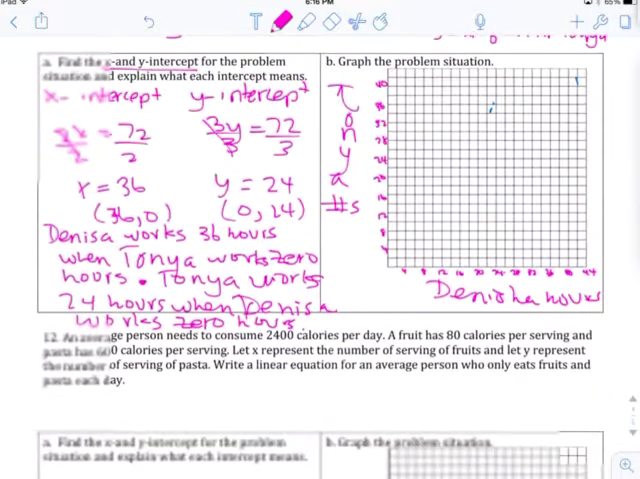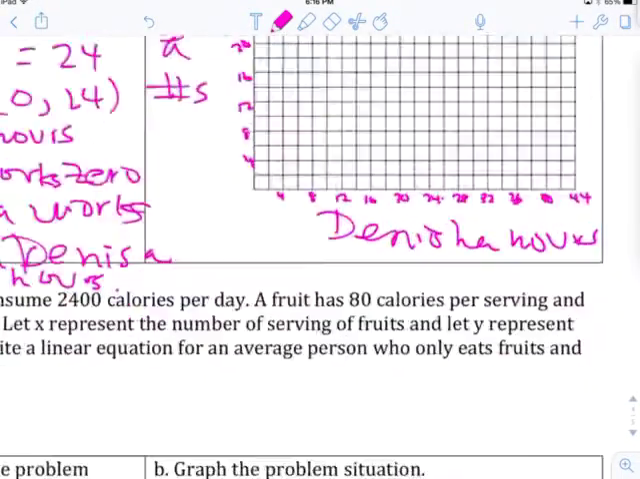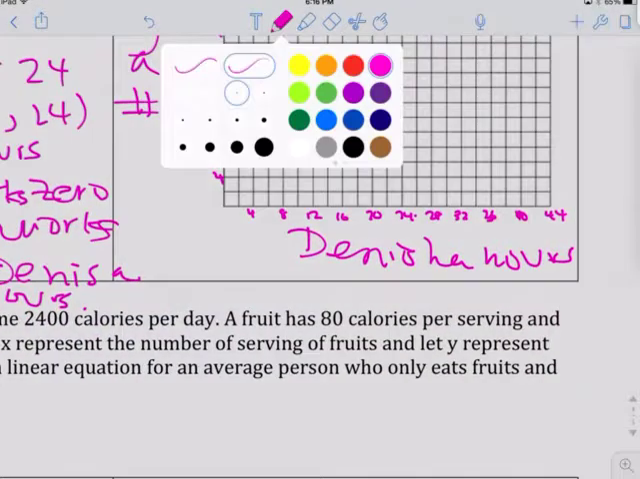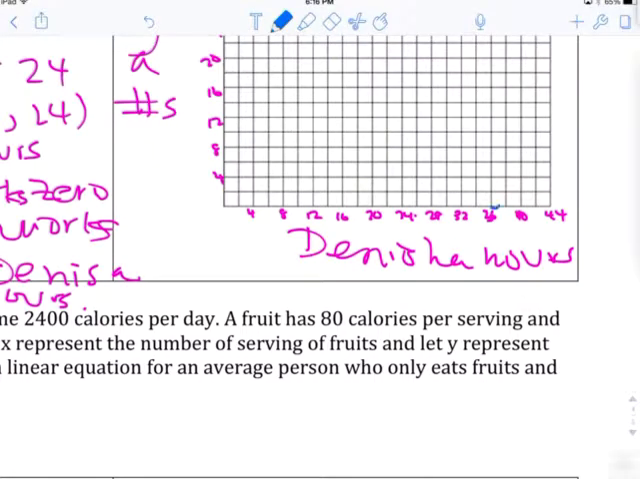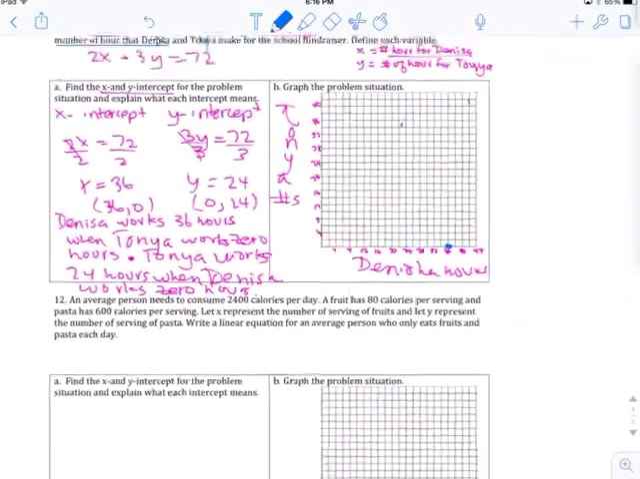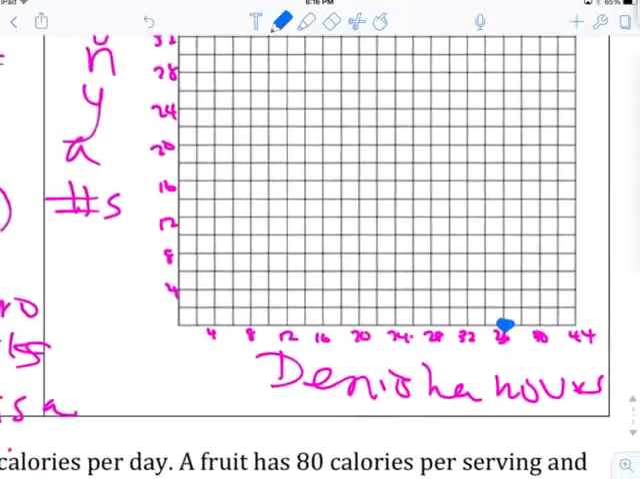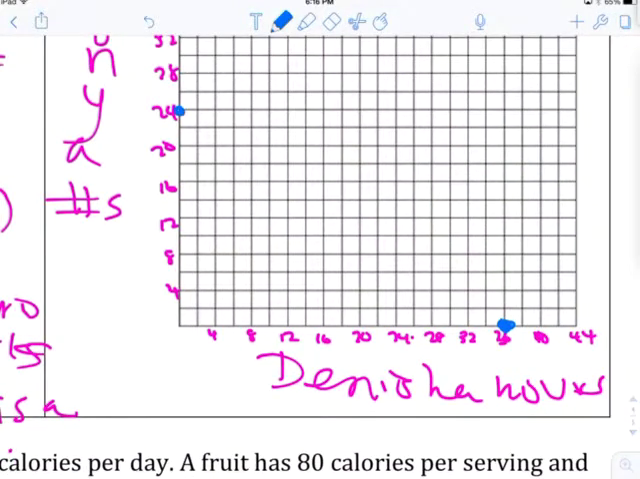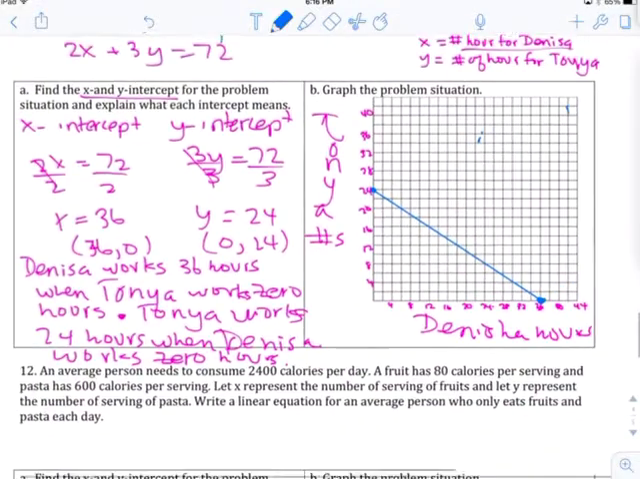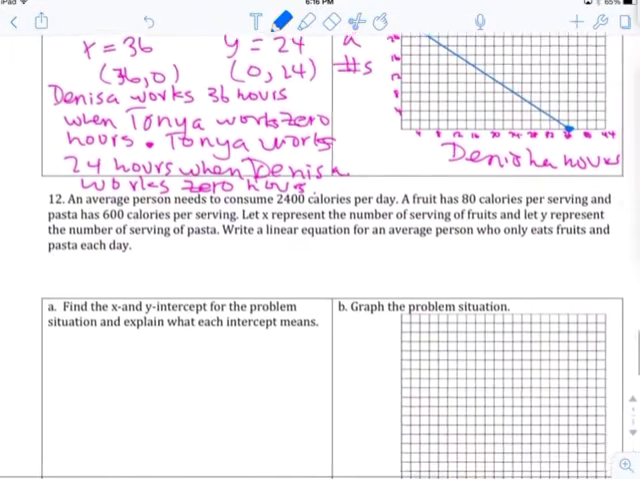Okay. So 36, 0 is right here. And the other one, 0, 24, is right there. And that's the graph. There you go. Okay.